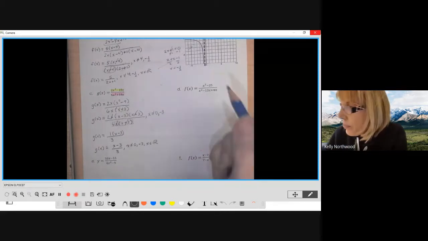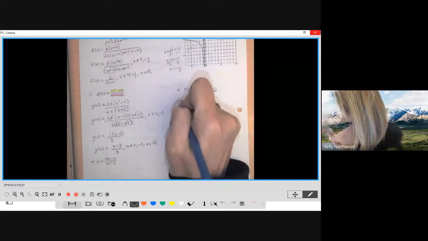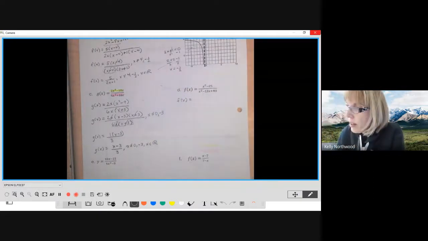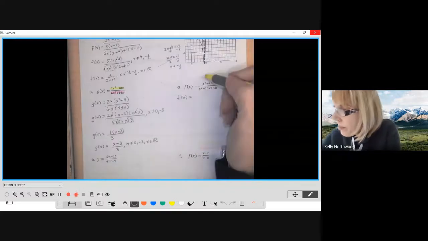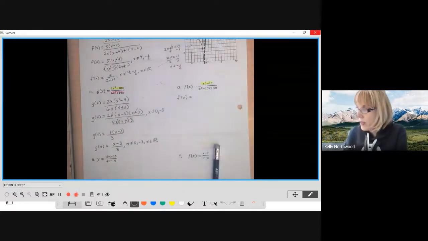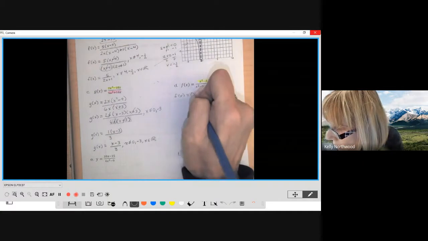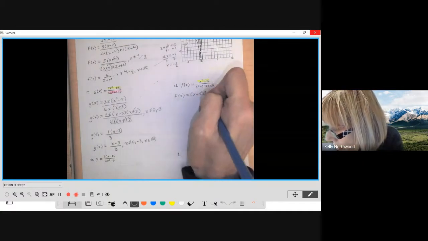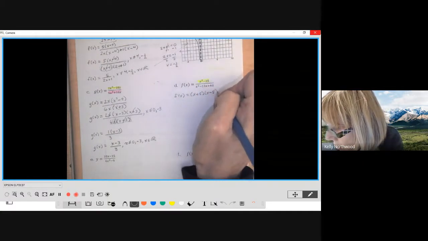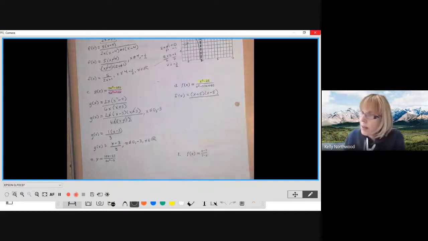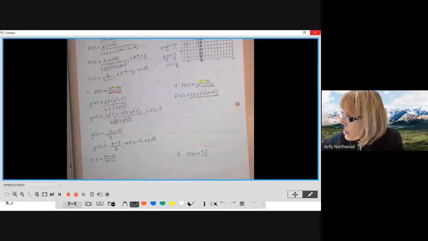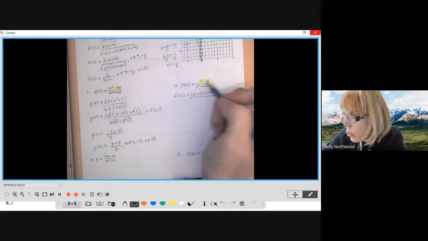Okay, the next one. So f of x equals, the numerator, check for common factors, there isn't any. Count the terms, there's 2. Is it a difference of squares? Yes. So it factors to give me x plus 5 times x minus 5. Look at the denominator, x squared minus 13x plus 40. No common factors, but it's a simple trinomial.